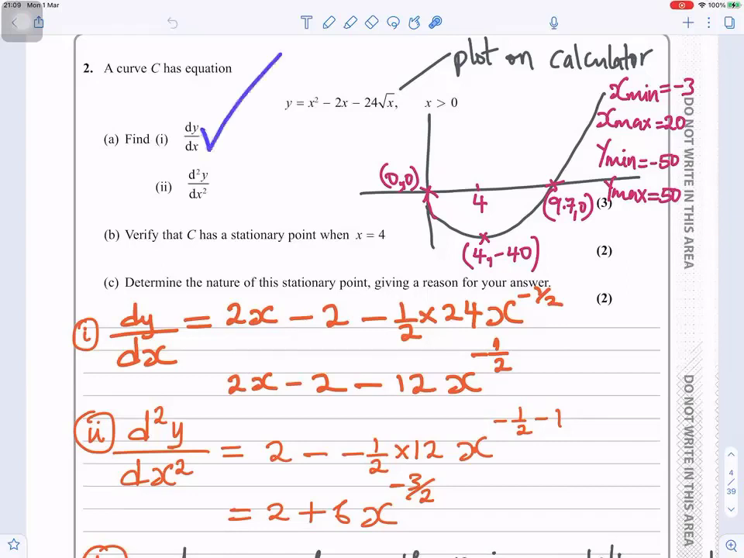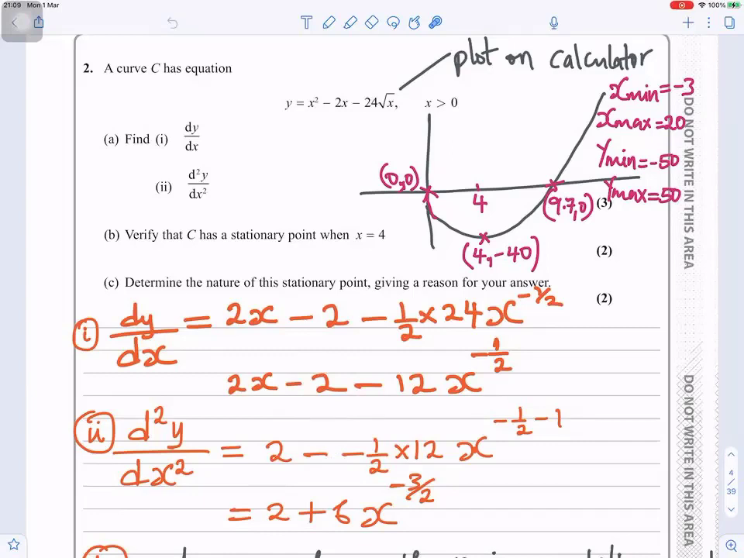That's dy over dx. For d squared y over dx squared, you differentiate the second time. When you differentiate, you multiply by the power and subtract 1 from the power. Two things: multiply by the power, subtract 1 from the power. Do not confuse with integration. So differentiating 2x will just give you 2. Differentiating 2 will give you 0.